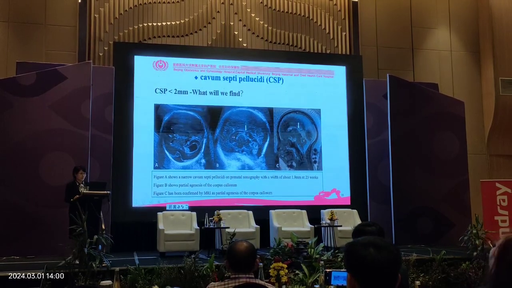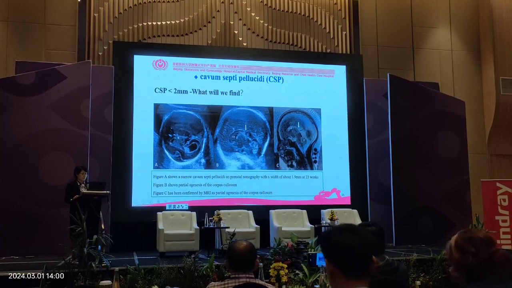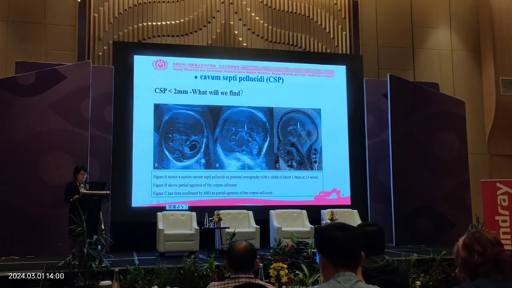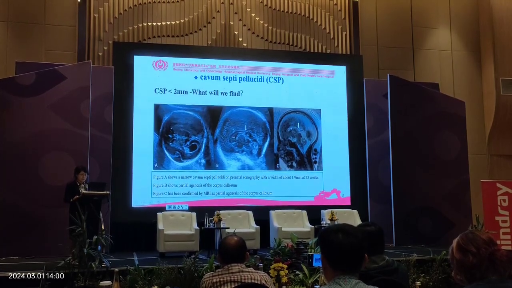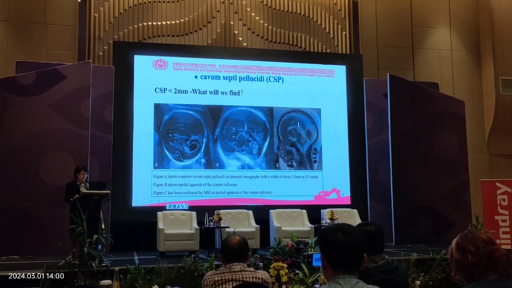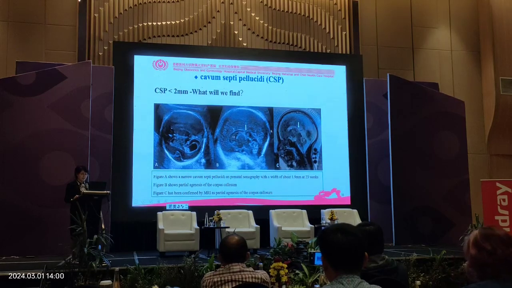Yes, it's below. It's very small for the CSP. The picture, this one is very narrow. The cavum septi pellucidi width at 23 weeks is just 1.9 millimeters. Fig B shows this: partial agenesis of the corpus callosum, and this is confirmed by MRI.